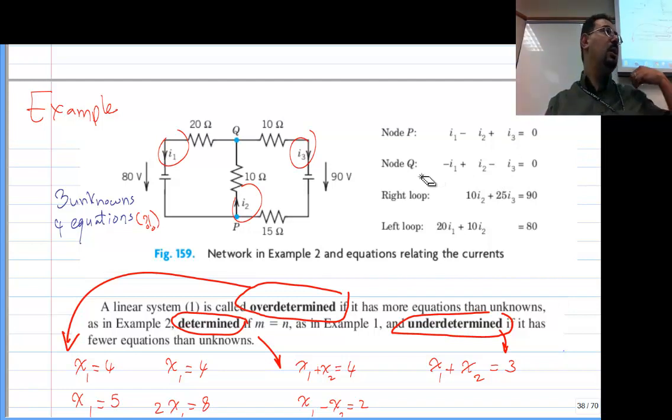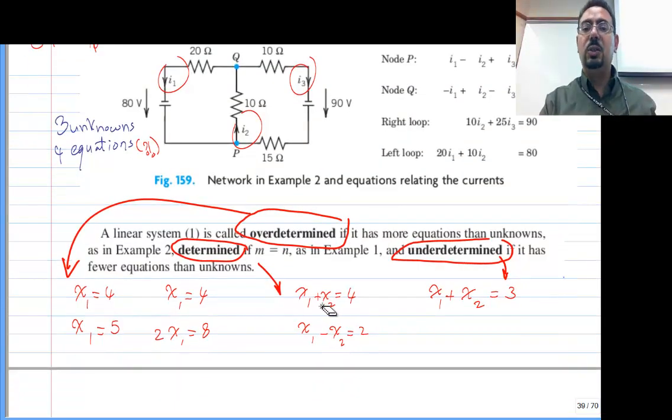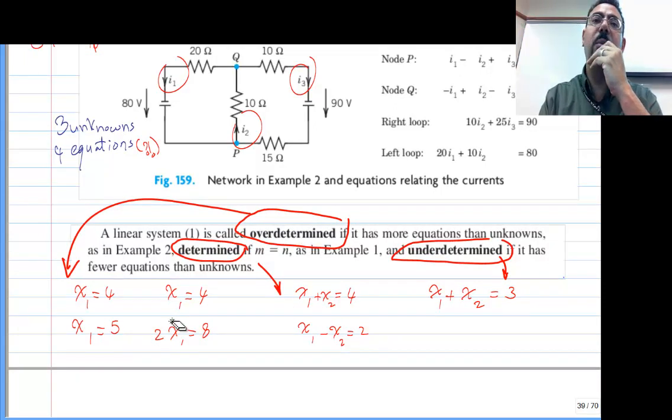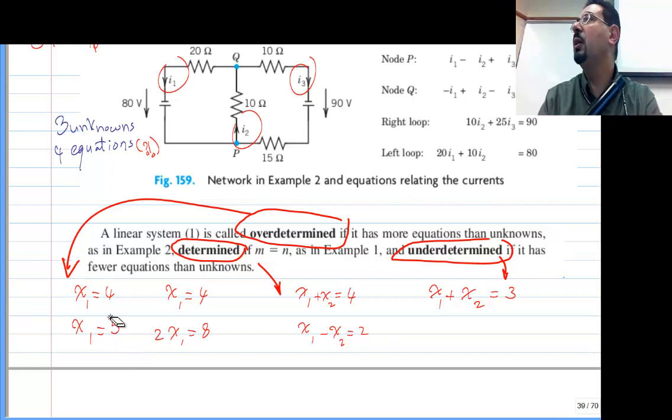So that system has more equations than unknowns, right? That's called an overdetermined system. So that overdetermined system sounds like trouble to me. For example, x1 equals 4 and x1 equals 5. 2 equations and 1 unknown. What's the solution? How could x1 equal 4 and x1 equal 5? No solution, right?